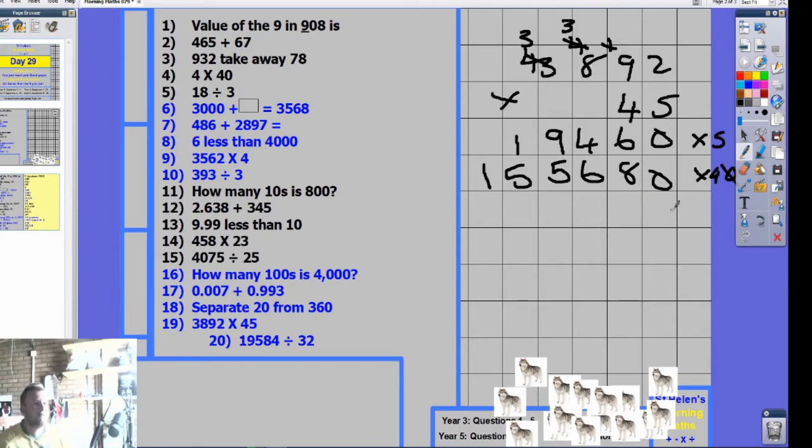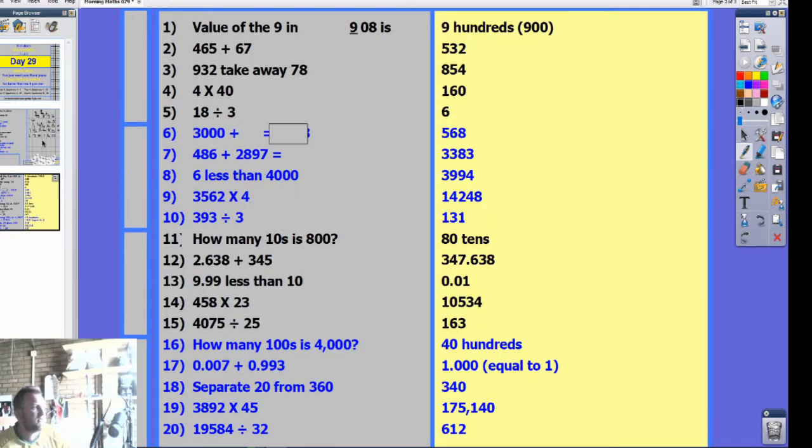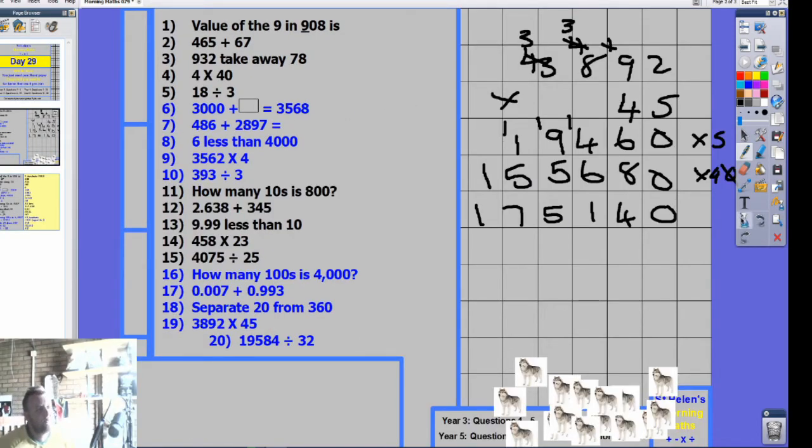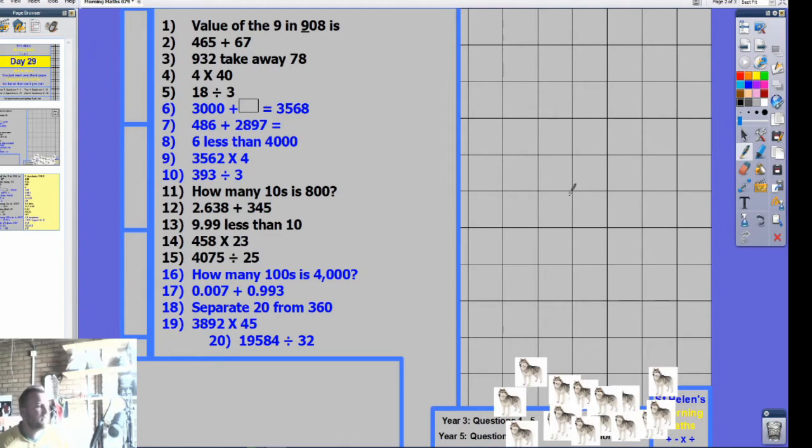Now all I need to do is add them together. That's 0. 6 plus 8 is 14. 4 plus 6 is 10 plus 1 is 11. 10 plus 5 is 15. 1 plus 1 is 2 plus 5 is 7. And then 1. 175140. Let's check. 175140. Nice long one, but very attainable, I'm sure, for you in year 6.